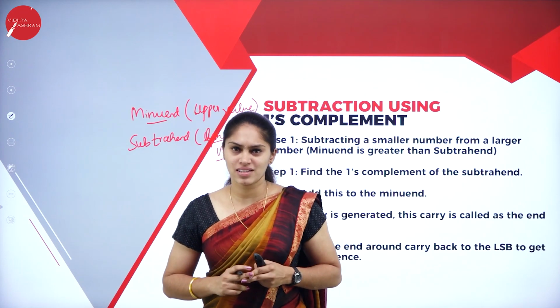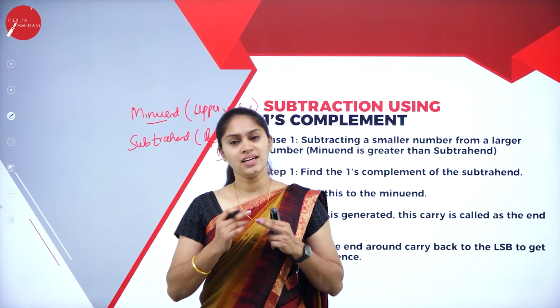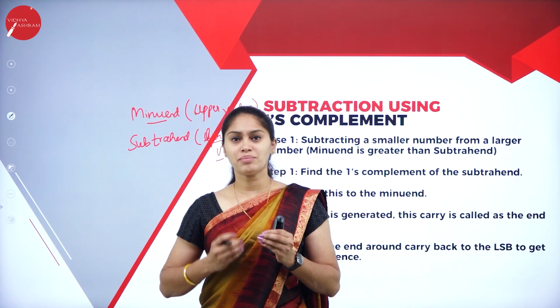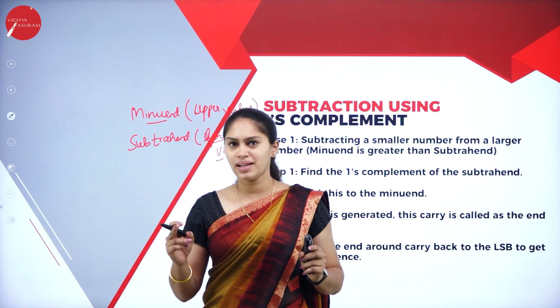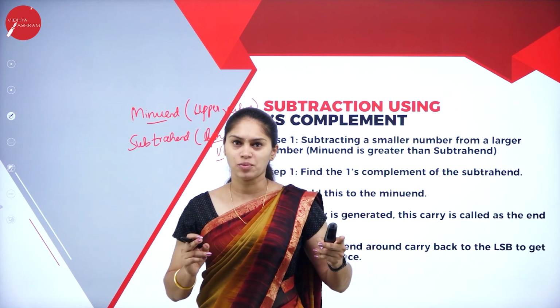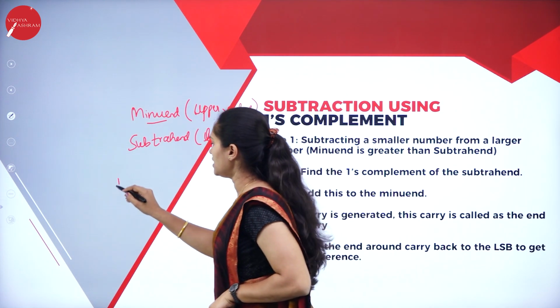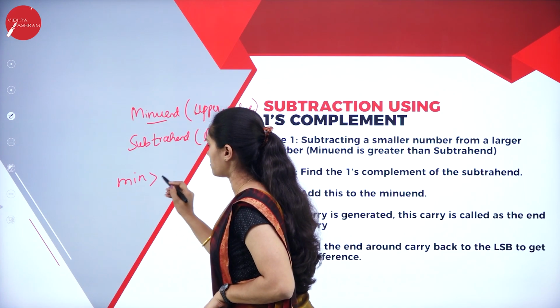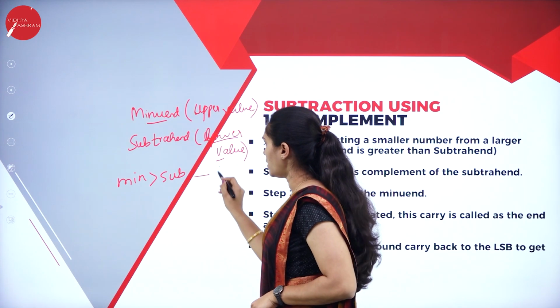So there will be 2 cases. When we are subtracting the highest value from the lowest value, that will be one case. Another case is when we are subtracting the lowest value from the highest value. So there will be 2 cases. When the minuend is greater than the subtrahend, that will be the one case.